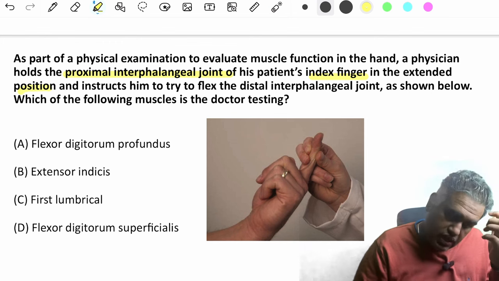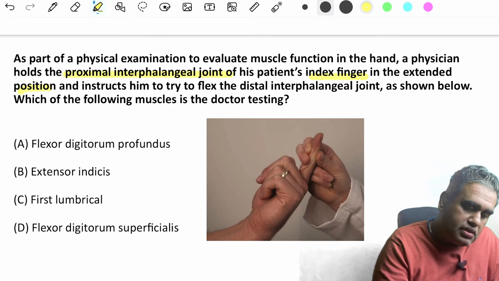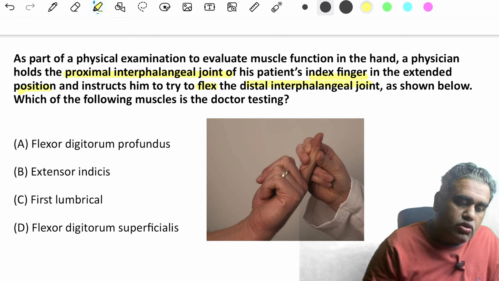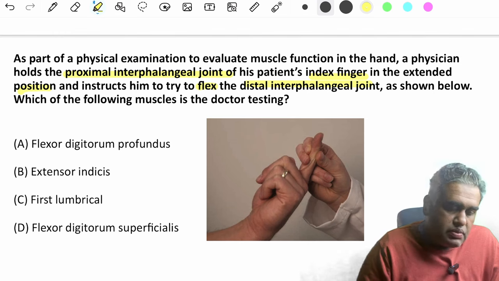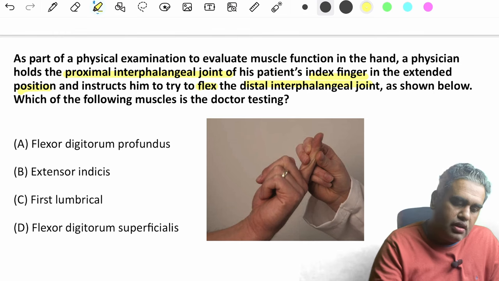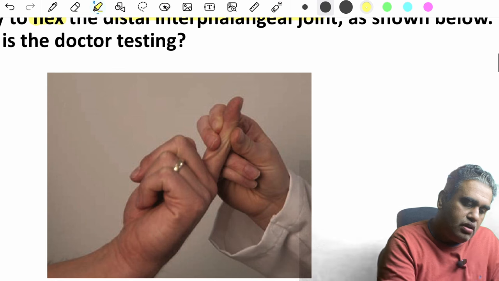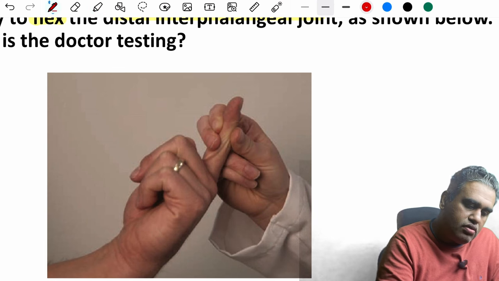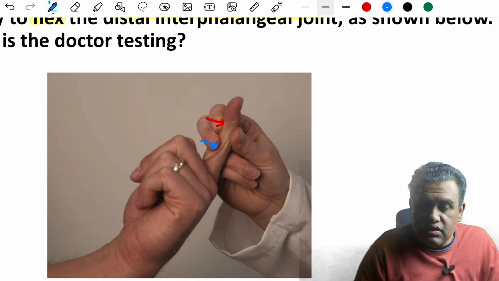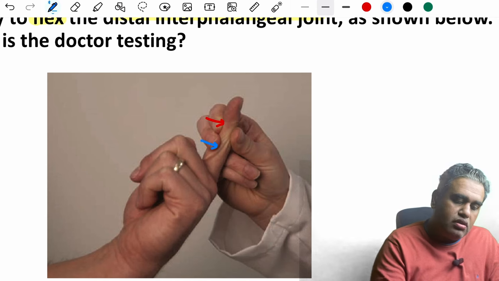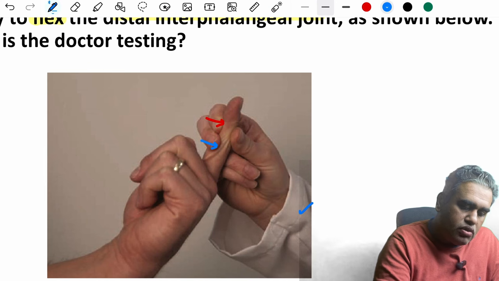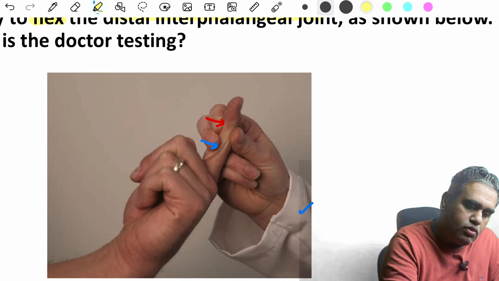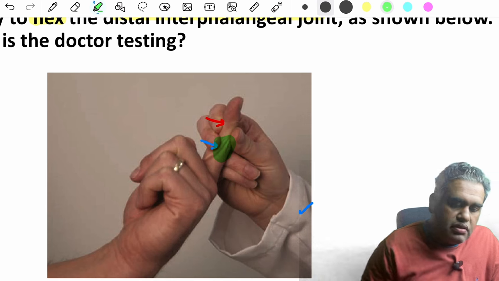And instructs him to try to flex the DIP. And he asks the patient ki bhai DIP ko flex karo, as shown below. Which muscle? I hope the answer is clear. Image dekh lete hain. Now, here, with this red arrow, this is the DIP, and this blue arrow is the PIP, proximal interphalangeal. Now, the doctor over here with the apron you can identify is holding what? The PIP joint in flexion, in extension, sorry.